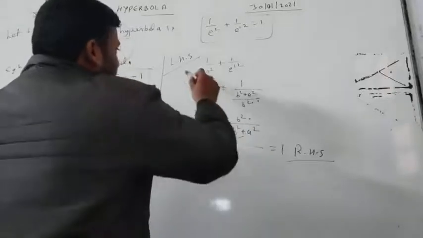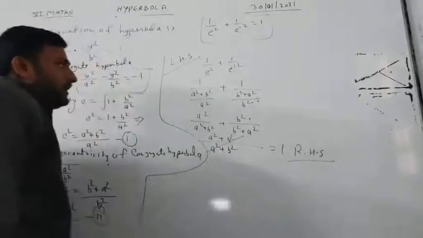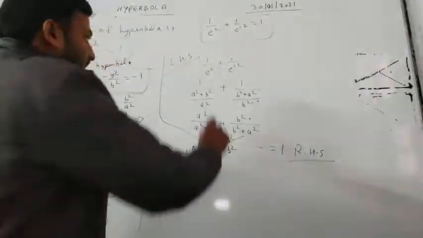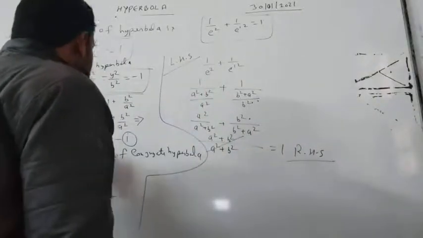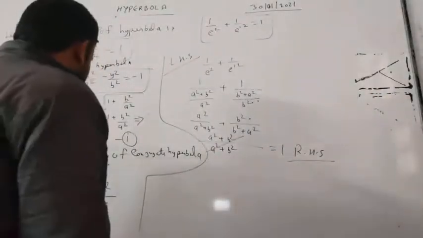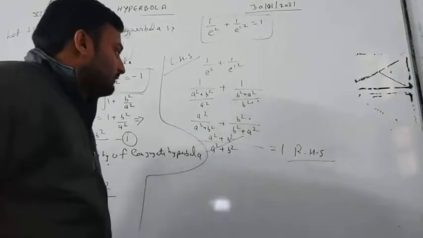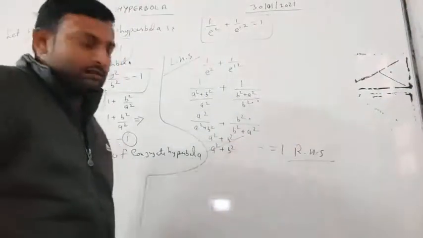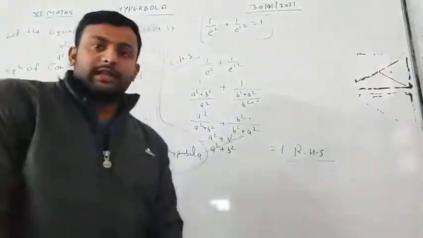So we are taking the left hand side and getting 1 by e square plus 1 by e dash square, students. And 1 by e square is a square by (a square plus b square), plus 1 by e dash square which is b square by (b square plus a square). Now, students, when we cancel it, we get our right hand side.